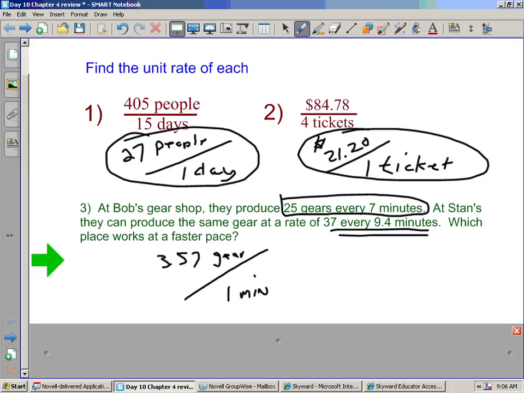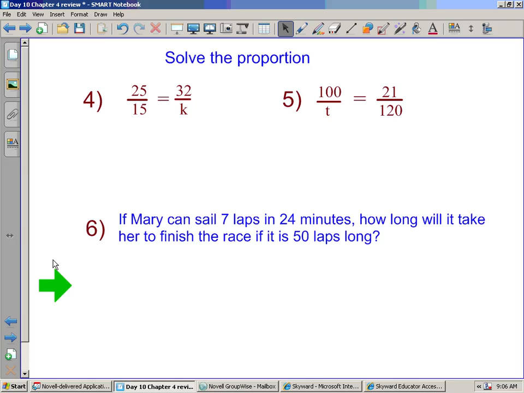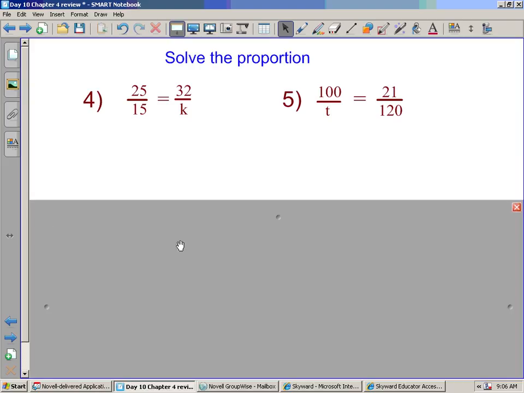At Stan's, we have 37 divided by 9.4 minutes. We find out that he does about 3.93 gears per minute. Once we've got that, then it's much easier to answer the question which place works at a faster pace or makes more. And Stan's makes more because they have a faster rate.